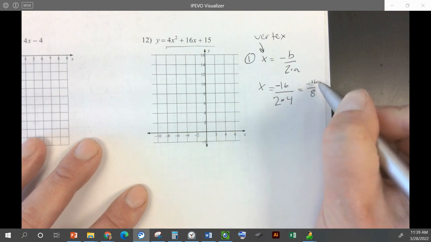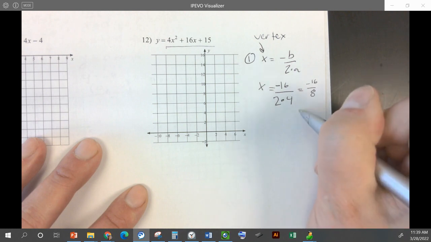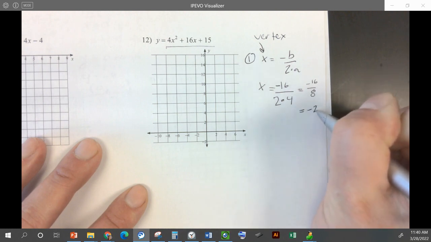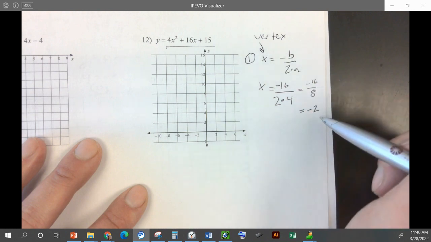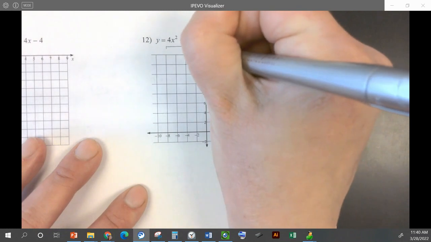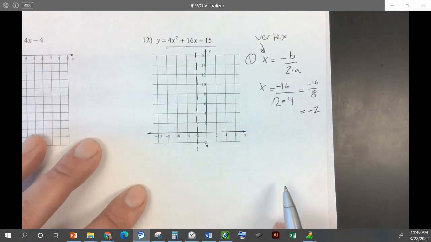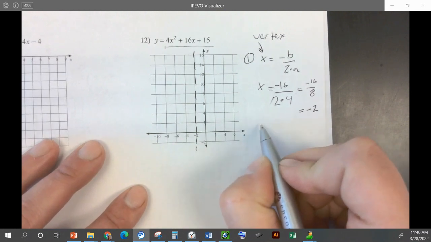Okay, negative 16 divided by 8. What's that? Okay, negative 2, good. So the x coordinate of our vertex is negative 2, and that's also our axis of symmetry. So we could draw a line through negative 2. Perfect. All right, now we need to figure out what is the y coordinate of x.